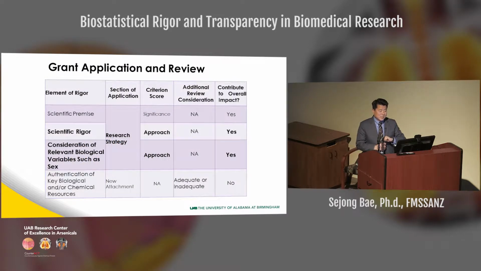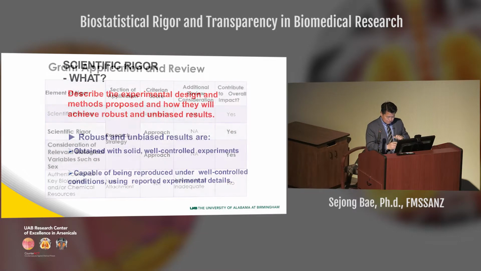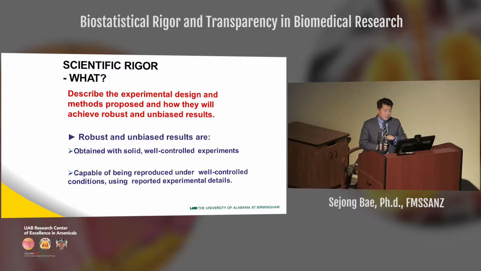In the grant application and grant review process, scientific rigor and consideration of biological variables such as sex fall into the research strategy section. It gets scored as part of the approach, and also as part of the contribution to the overall impact.